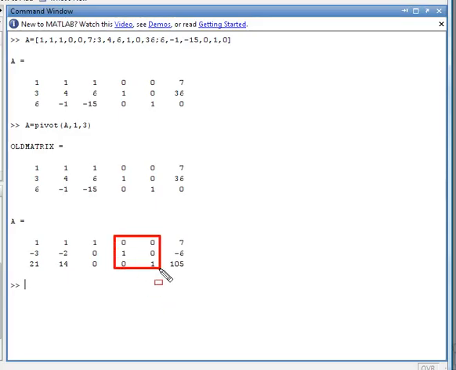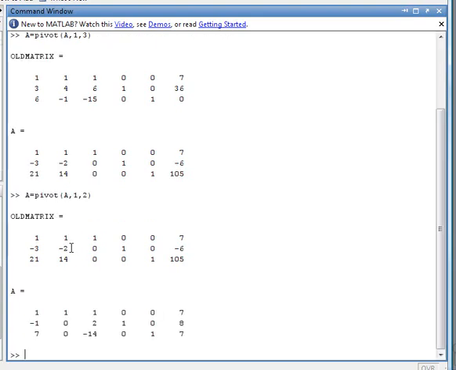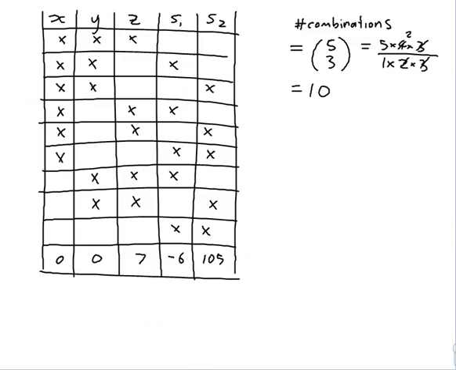Well, why don't we just keep going with keeping these two as they are and put an identity column in this column? So we would need to pivot just there. So again, A is pivot A, 1, 2. So here's my identity matrix, and here's the answers. So I get Y is 7, S1 is 8, and S2 is 7. And the other two are 0.